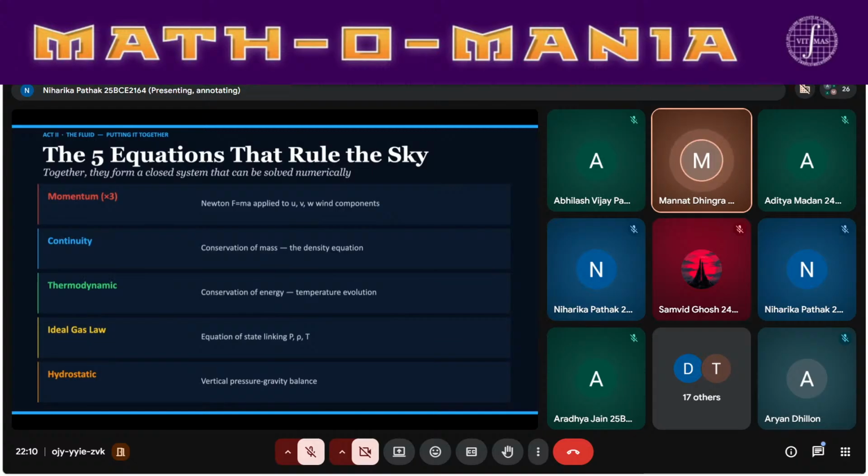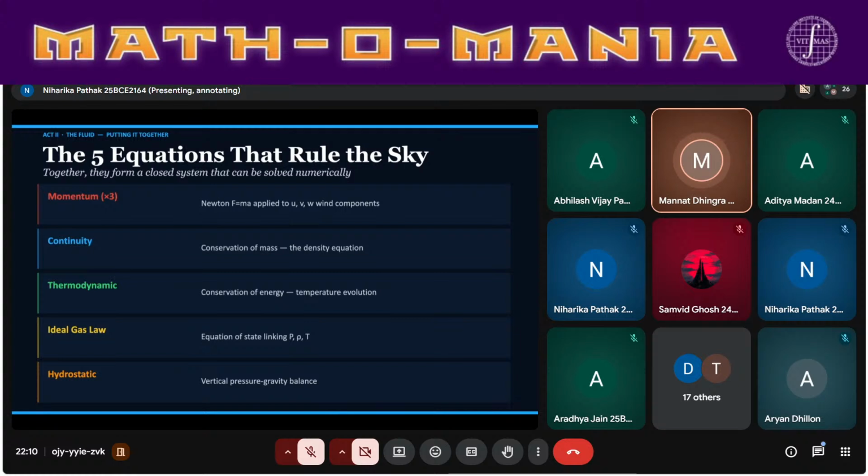In conservation of mass, the change in mass is zero. In conservation of energy, the change in energy is zero, right? So that was the main idea of all the conservation laws, and I'm pretty sure you have learned it before as well.